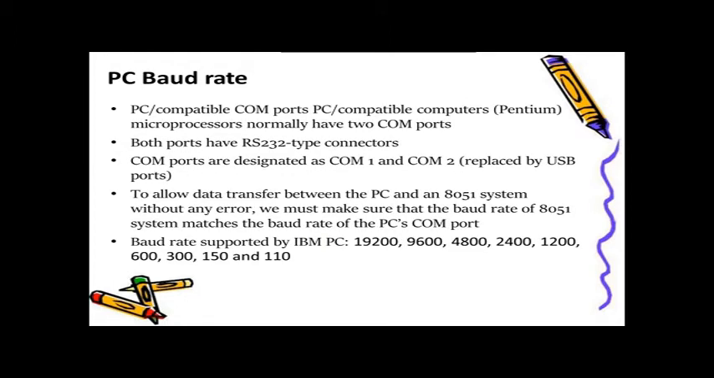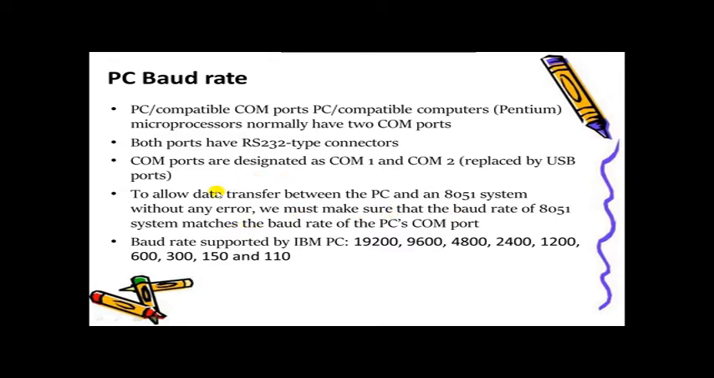PC baud rate. PC compatible computers, that is Pentium microprocessor based, normally have two COM ports. Both ports have RS232 type connectors. The COM ports are designated as COM1 and COM2, and replaceable by USB ports, to allow the data transfer between the PC and an 8051 system without any error. We must make sure that the baud rate of the 8051 system matches the baud rate of the PC.